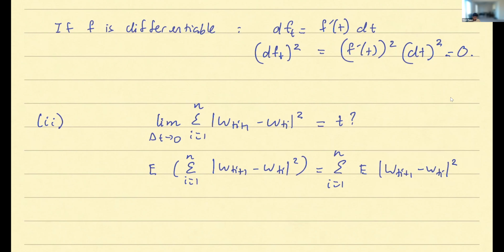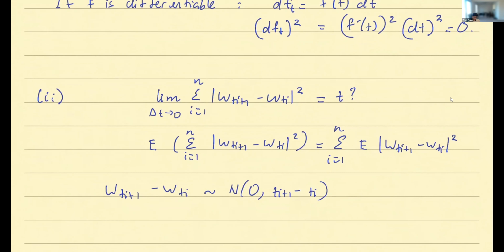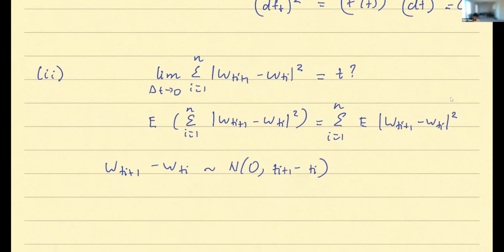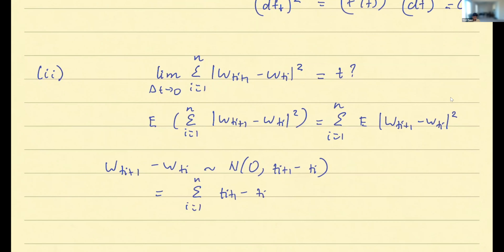Remember, this is the change of the Brownian motion. This is the increment. By definition, it has a normal distribution with mean 0 and variance like this. So therefore, this is just the variance. And because we are increasing, we can do this. We don't need to pick up the value. So this is just t.